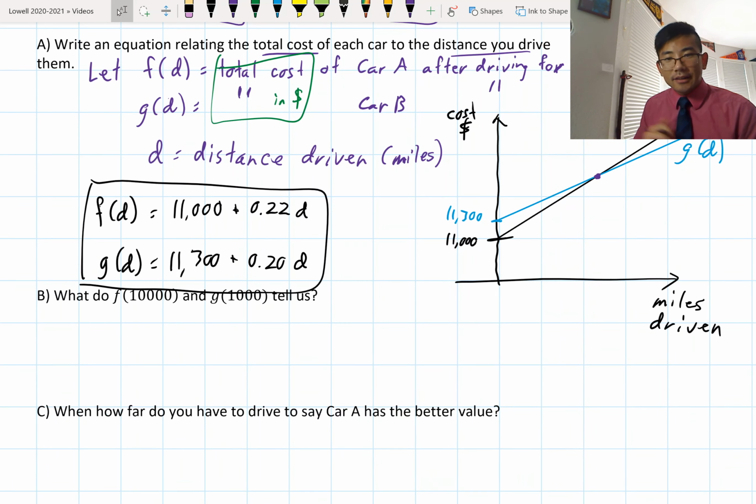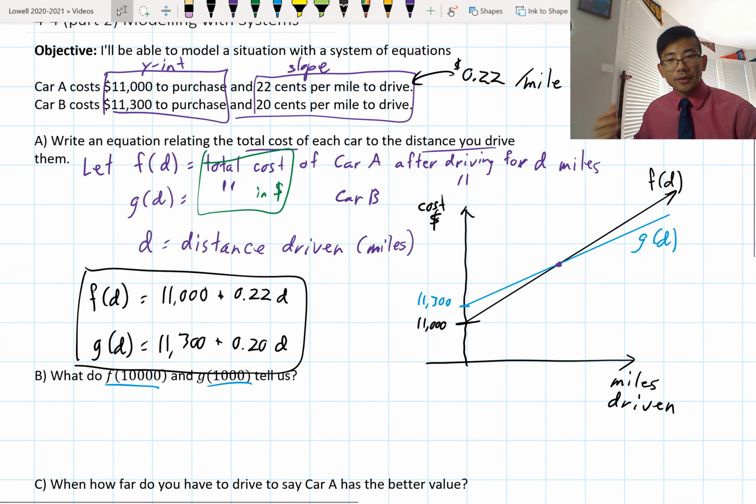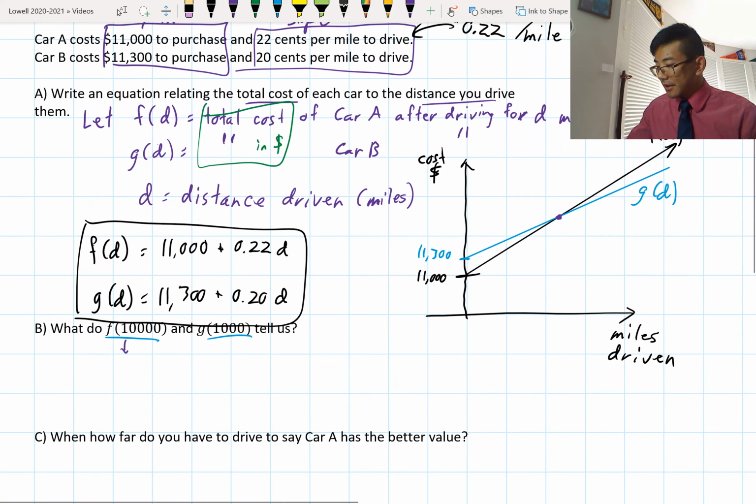So what exactly then do G of 1,000 and F of 10,000 tell us? The nice thing about this is that because we've labeled them F and G, we know exactly what this says. F, remember, is the total cost of car A after you've driven it for, now this says, 10,000 miles. And so I could actually evaluate that, F of 10,000.